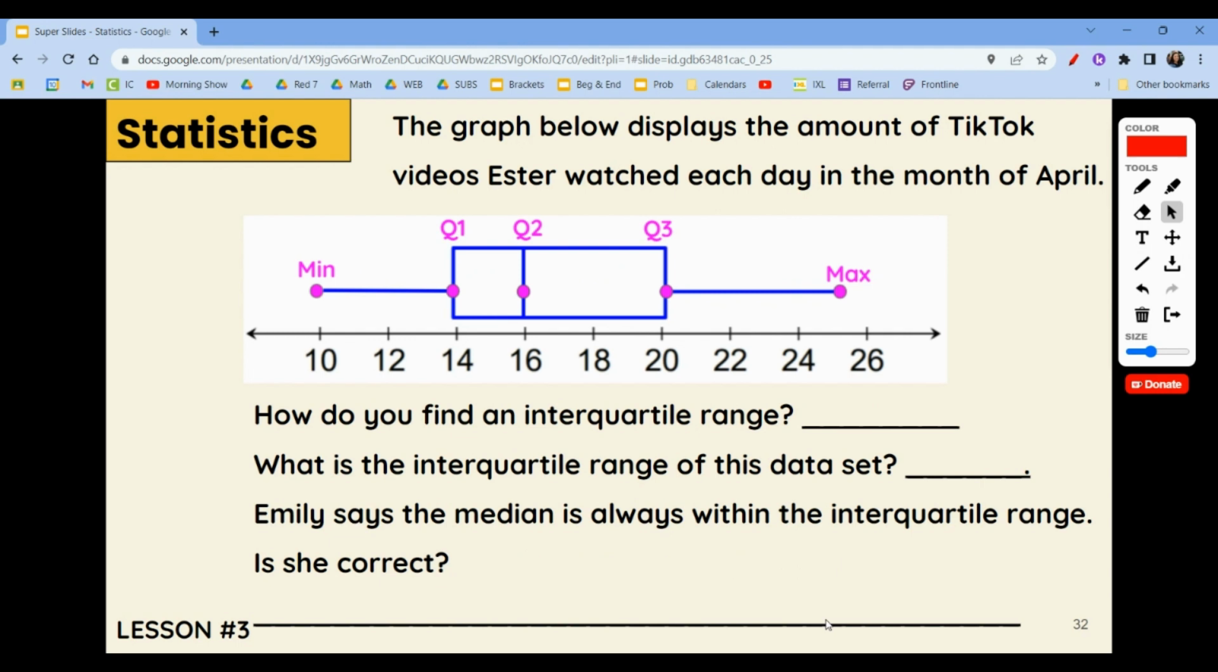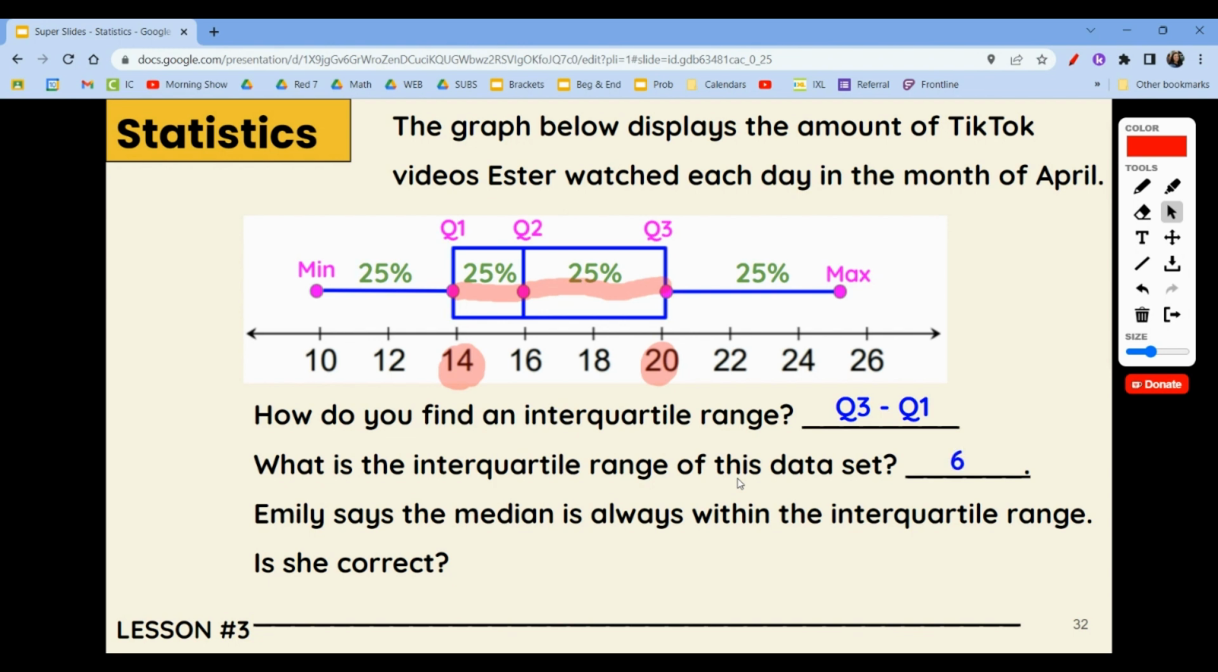Okay, on the next slide, we're looking at the same box and whisker plot. Please label each quartile as 25% again. How do you find the interquartile range? The interquartile range is the length of the box in the box and whisker plot. And to find the interquartile range, you take Q3 and you subtract Q1. So we're going to say you do Q3 minus Q1. So what is the interquartile range of this data set? Well, Q3 is 20 and Q1 is 14, and 20 minus 14 is 6.